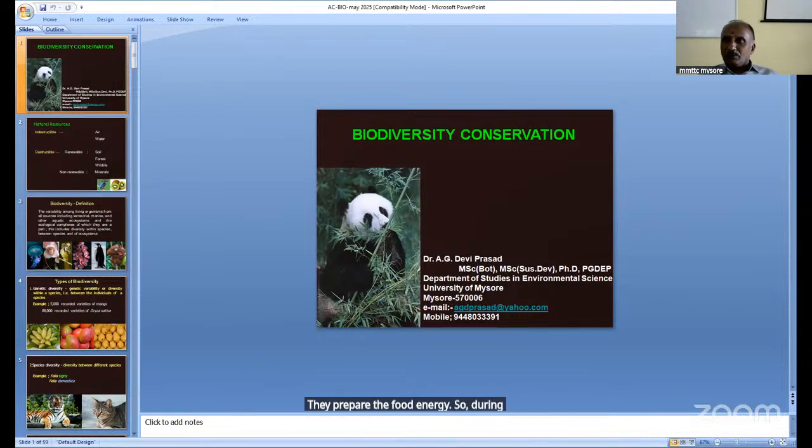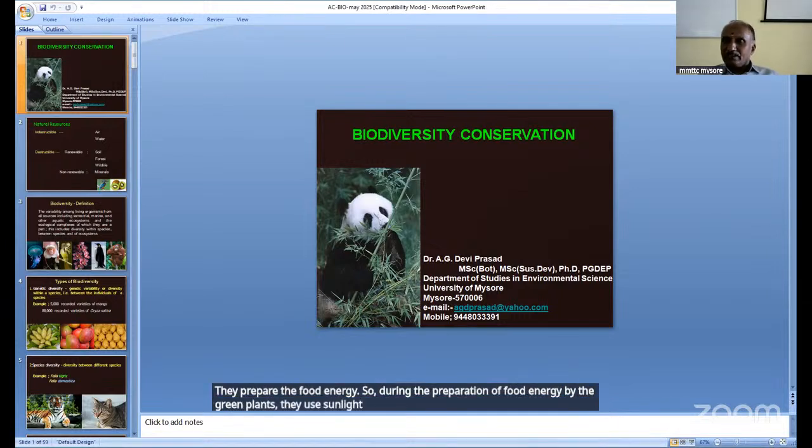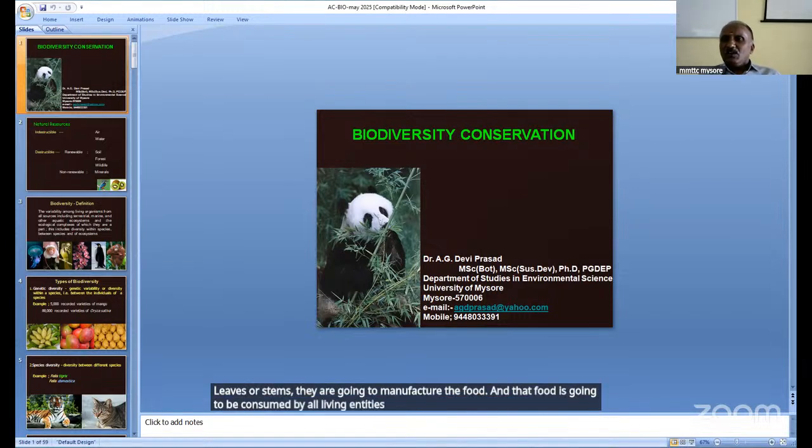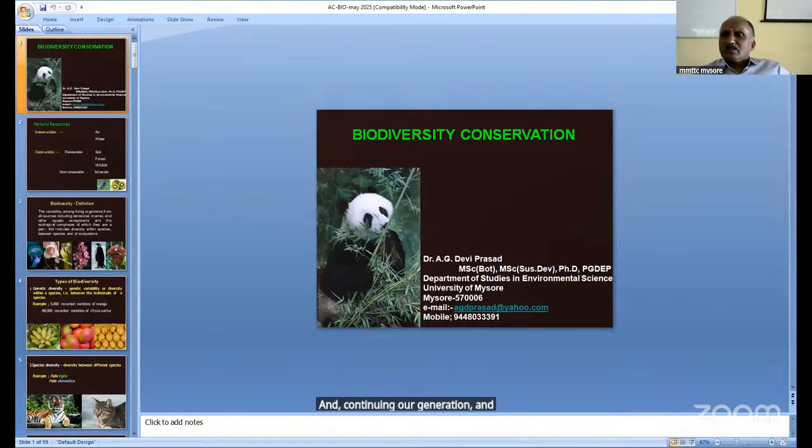During the preparation of food energy, green plants use sunlight, or radiant energy, carbon dioxide from the atmosphere, and water from the geosphere. In the presence of the green pigment called chlorophyll in their leaves or stems, they manufacture food. That food is consumed by all living entities. So all living entities are dependent upon green plants for their food energy. By consuming this food energy, we have grown, developed, and continued our generation and all various activities.